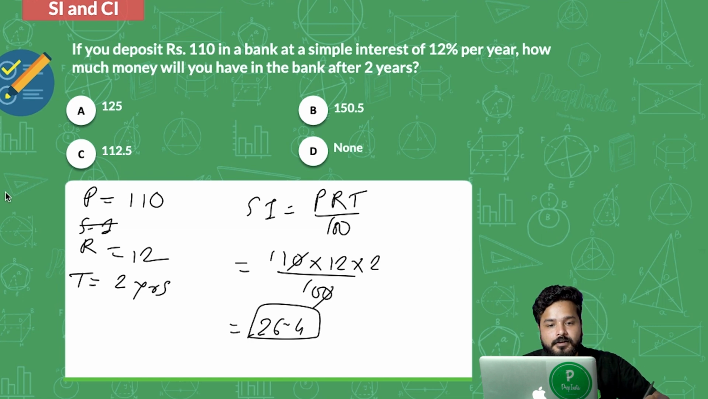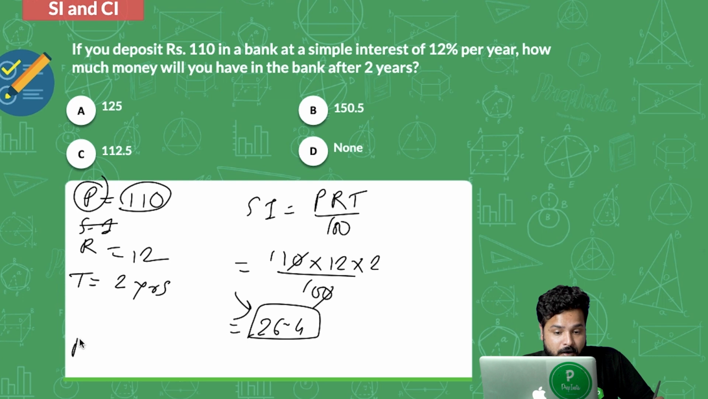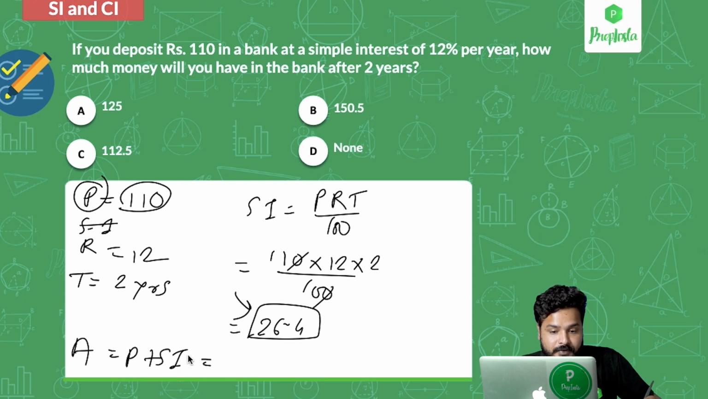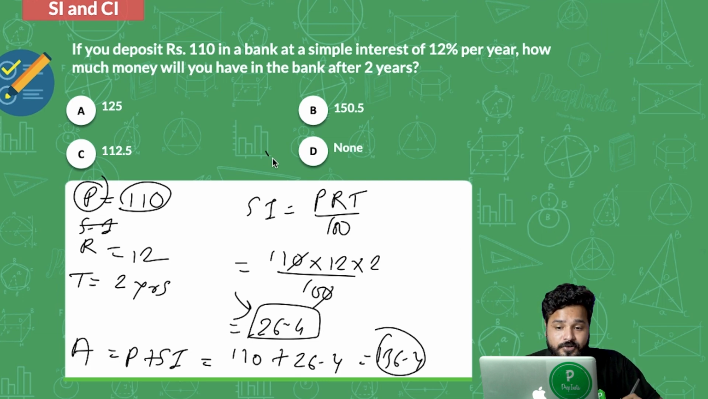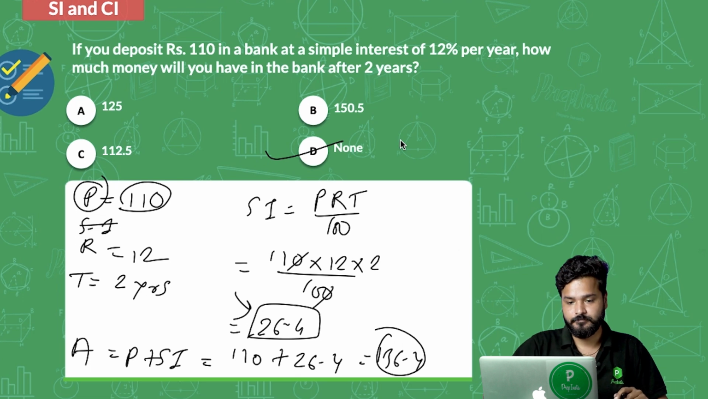No. It says, how much money will you have in the bank after 2 years? So this is only the simple interest, but we also need the amount, which includes the principal amount. The total amount would be P plus SI, which is 110 plus 26.4, that is 136.4. Though it's not there in the option, D would be the correct answer.